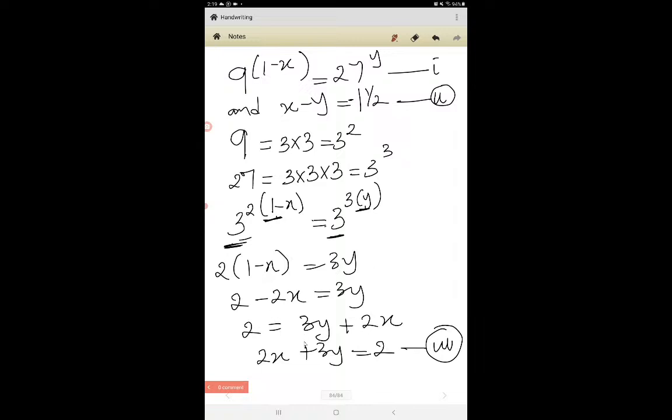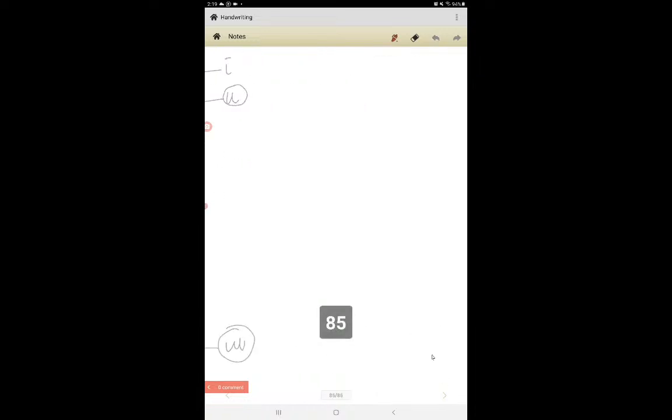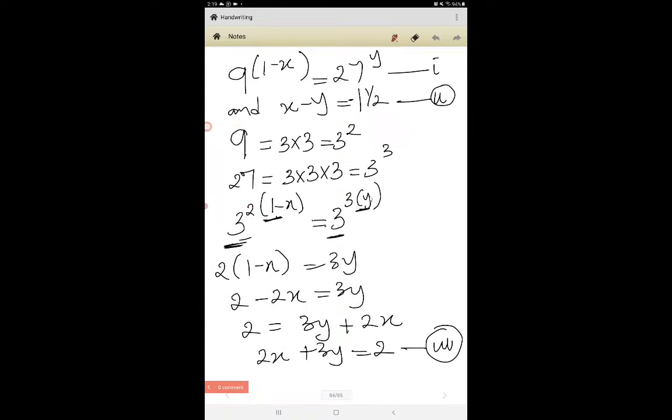So you now try to collect like terms. What do you mean by like terms? The ones that have variables and the ones that are constant. What are the ones that are constant? 2 is constant. The x and y are the ones that have variables. So you put them in the same place, which is 2x plus 3y is equal to 2. So therefore, this is equation 3. We are given equation 2, which is x minus y is equal to minus 1.5.